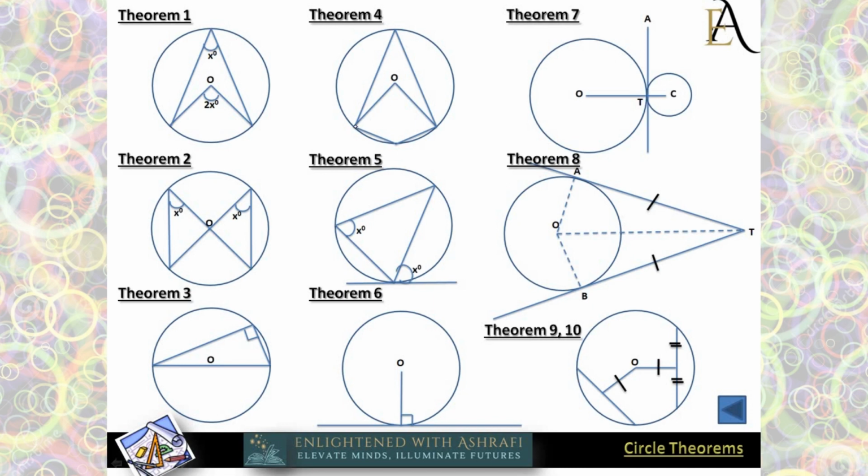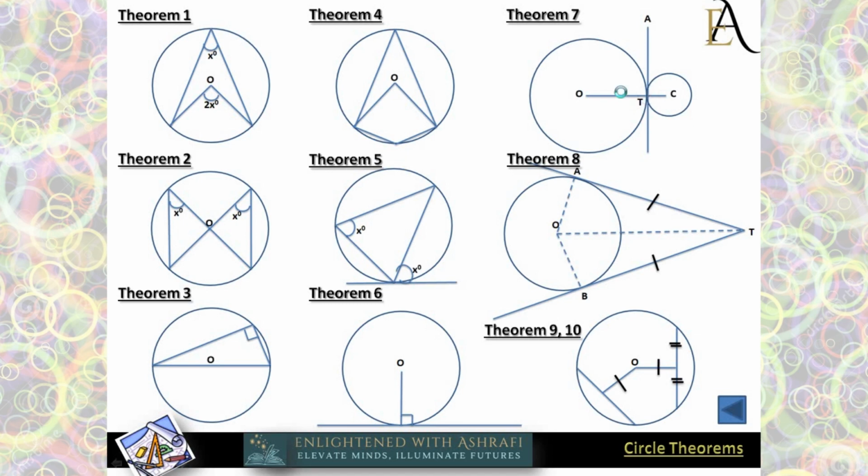Here we have a cyclic quadrilateral. Opposite angles sum up to 180 degrees. Alternate segment theorem: the external angle, exterior angle, is equal to the opposite interior angle. Radius is perpendicular to the tangent.